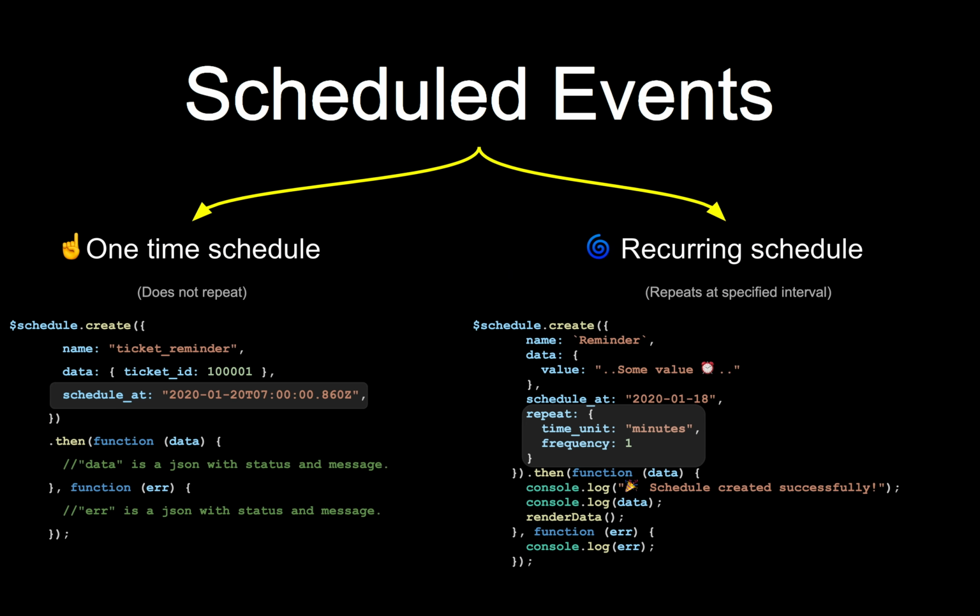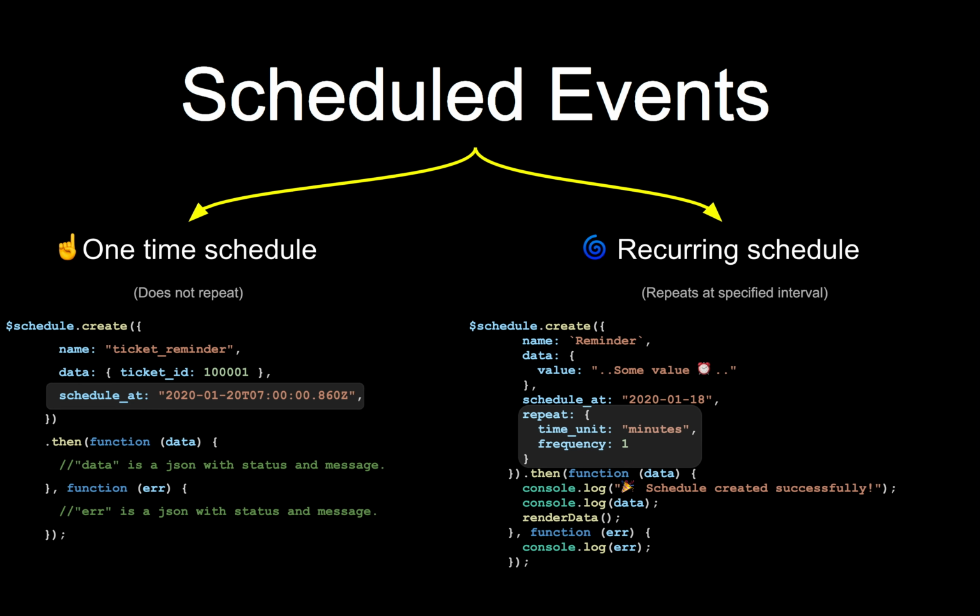I have added the snippet for both one-time schedule and recurring schedule. Upon invoking the $schedule.create method, we will create a scheduler with the specified data, which will be required later for the scheduled event handler. The scheduled event handler executes the logic based on the data that is provided.